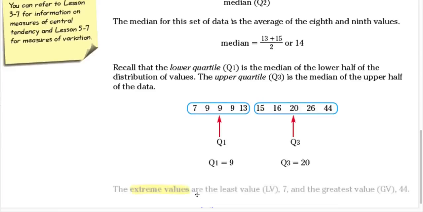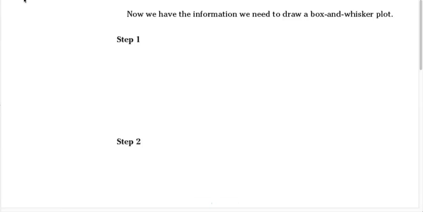So the extreme values are the least value, LV, which is 7, and the greatest value, GV, which is 44. Those are our extreme values. Now that we have the information, we need to draw a box and whisker plot for this.